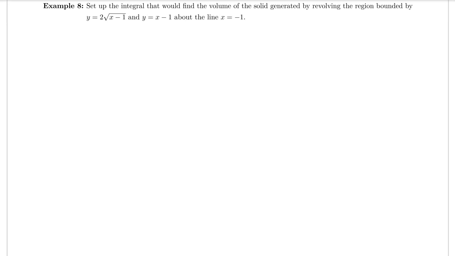Our next example says set up the integral that would find the volume of the solid generated by revolving the region bounded by y equals 2 times the square root of x minus 1 and y equals x minus 1 about the line x equals negative 1.